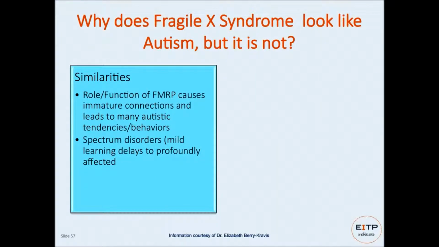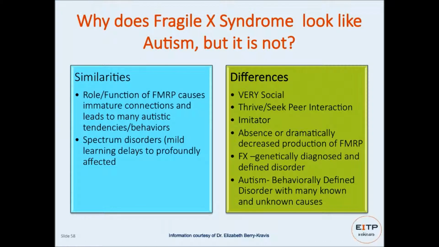So this is something I think a lot of you have asked about. Why does Fragile X syndrome look like autism, but it's not? There are similarities, even in the role and function of the FMRP in the brain when it's not there in the Fragile X brain. Research has even shown in the last couple of years that even in the autism brain, that protein, even when present, is not functioning in the way that it should.